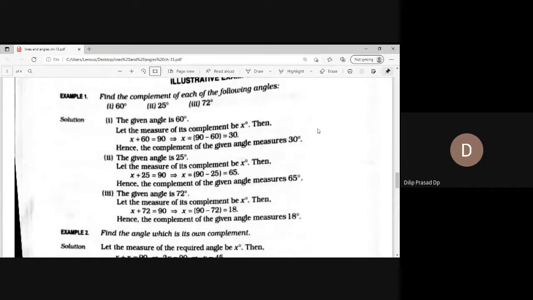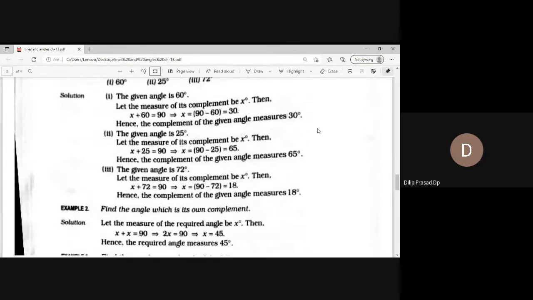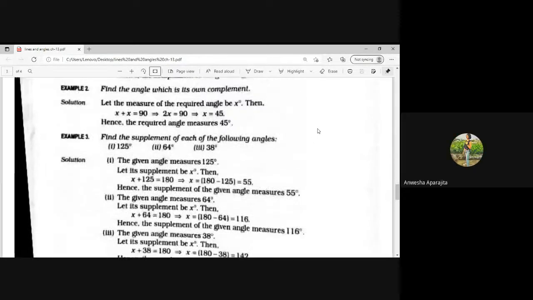Okay. Now go to example number 2. Here it has written, find the angle which is its own complement. So you have to find out the angle.